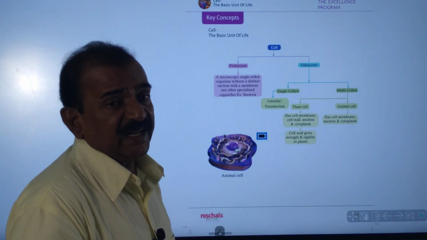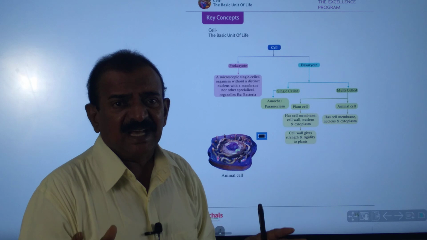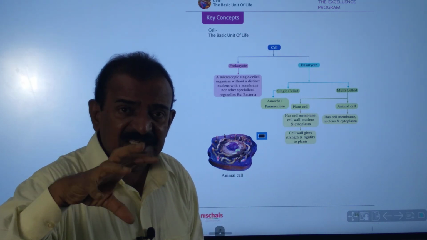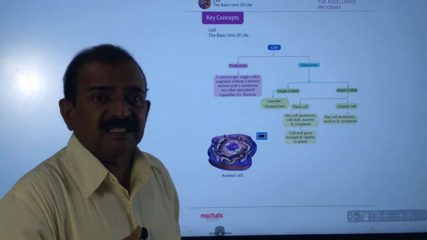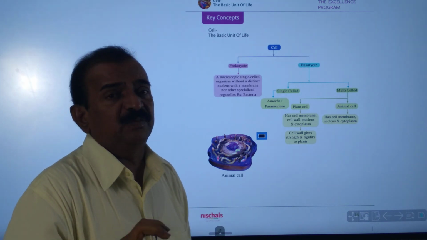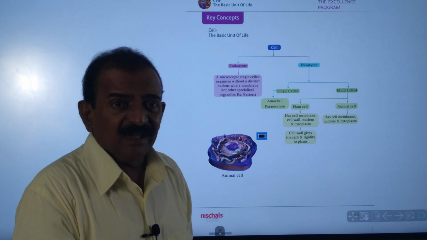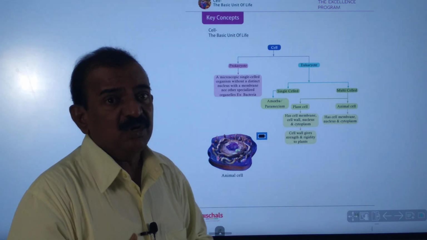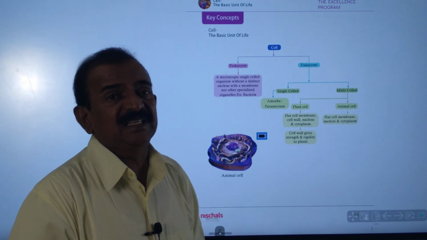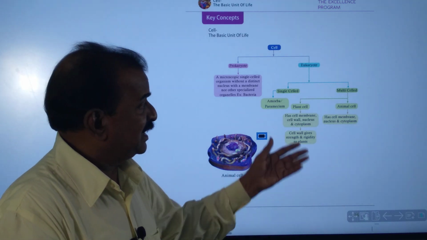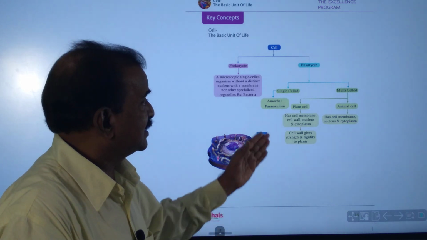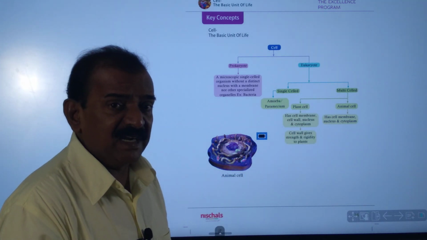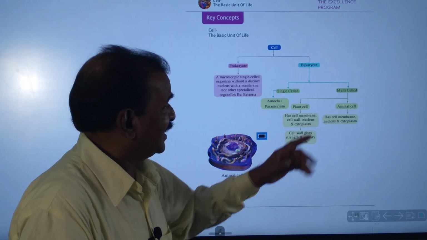Next, the eukaryotic cell. A eukaryotic cell consists of a distinct nucleus covered by a nuclear membrane, and the other cell organelles also have boundaries. That cell is called a eukaryotic cell. Eukaryotic cells are generally observed in single-celled organisms like amoeba and paramecium, and in multicellular organisms like plants and animals.